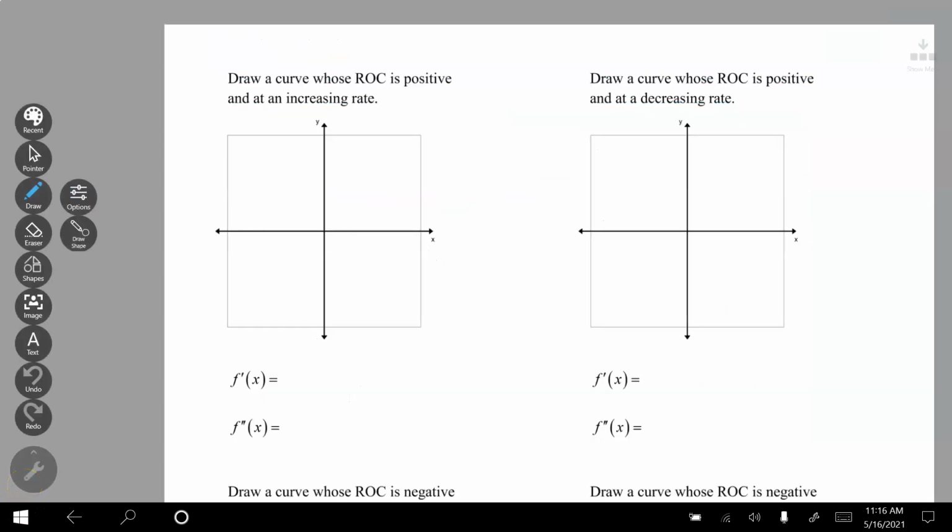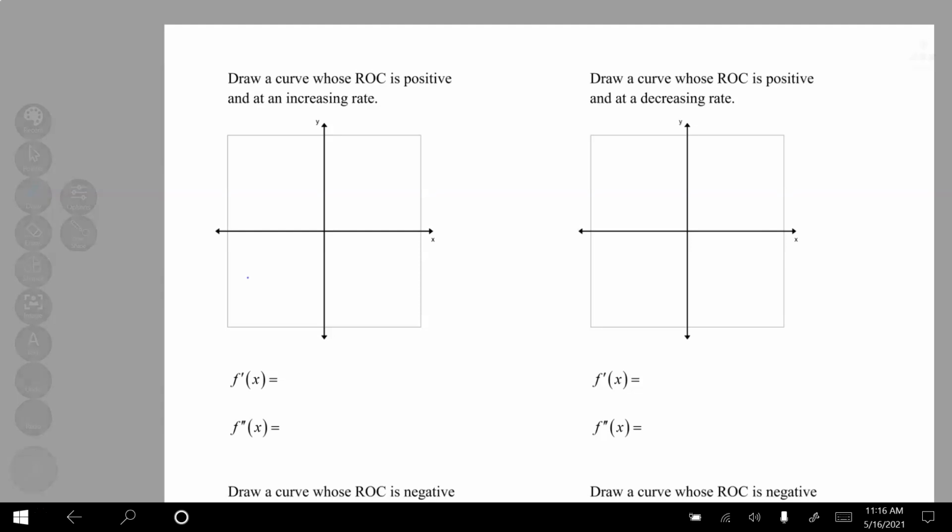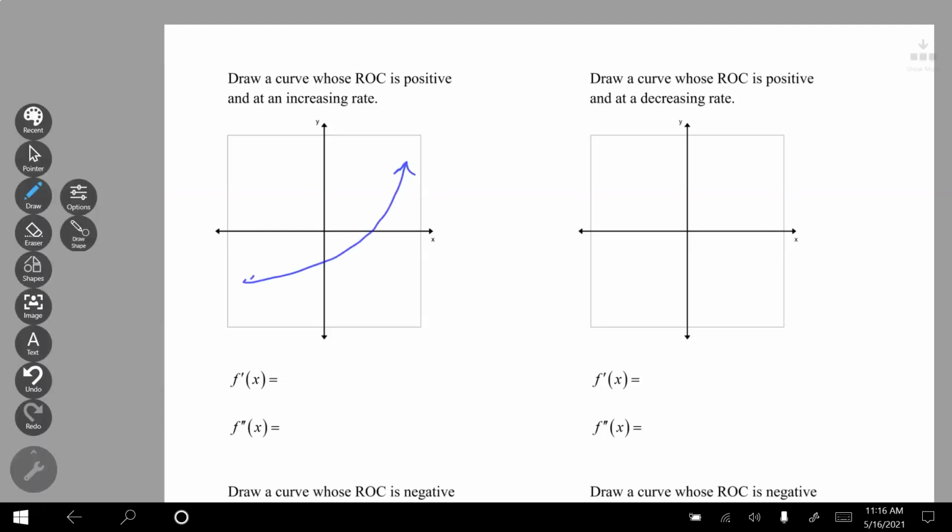So let's draw a curve whose ROC is positive and at an increasing rate. Well, that would be something like this. It definitely has a rate of change or slope that is positive and is at an increasing rate. So f prime, which is slope, is definitely positive, and f double prime, which is concavity, is positive because it is concave up, and f prime is positive because the function is increasing.